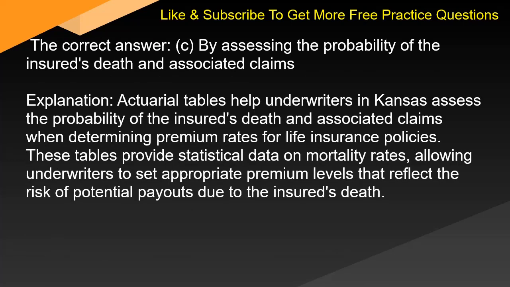The correct answer, C. By assessing the probability of the insured's death and associated claims. Explanation. Actuarial tables help underwriters in Kansas assess the probability of the insured's death and associated claims when determining premium rates for life insurance policies. These tables provide statistical data on mortality rates, allowing underwriters to set appropriate premium levels that reflect the risk of potential payouts due to the insured's death.